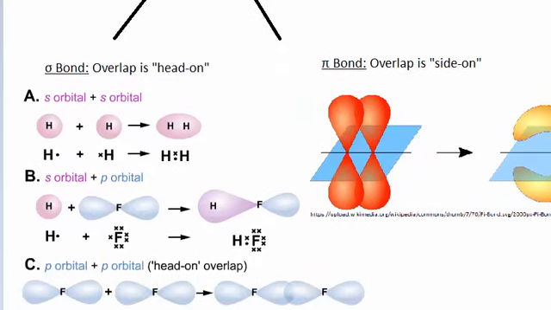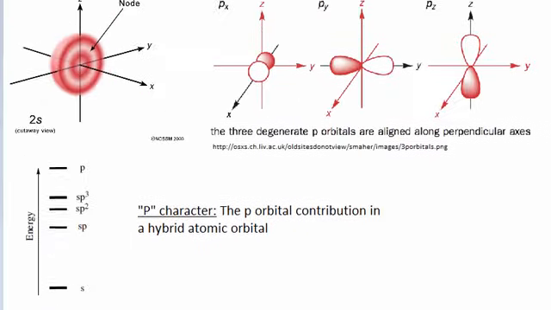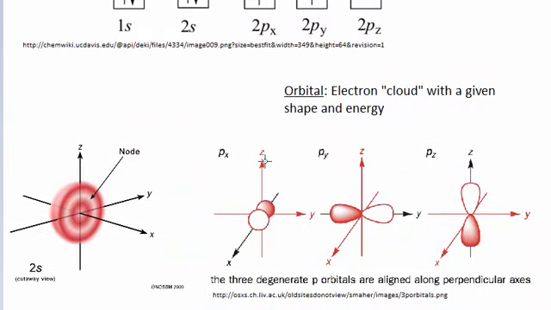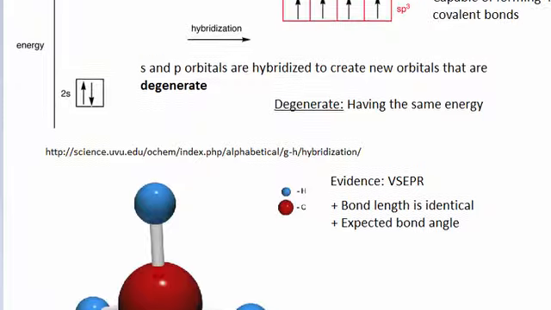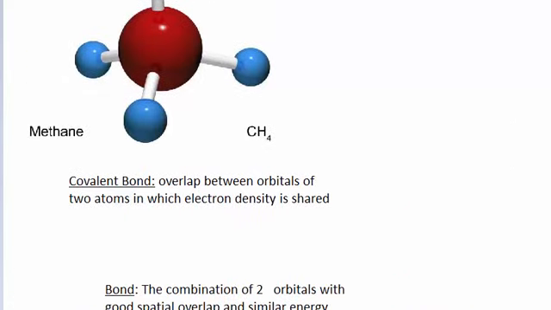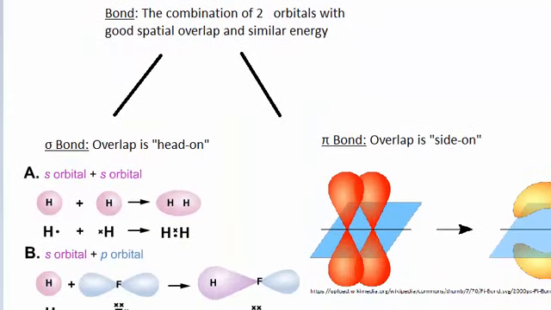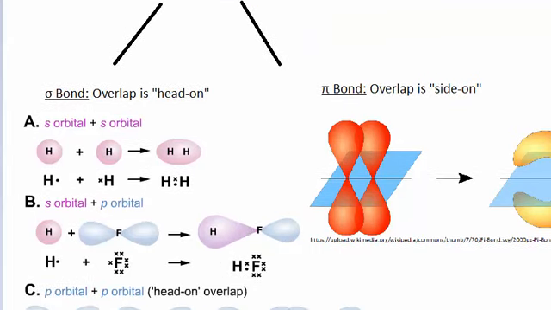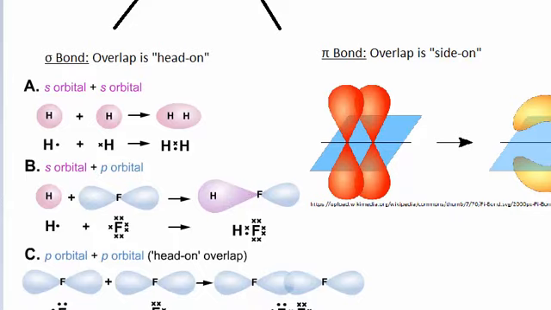Okay, so again, I'm going to refresh one more time. Orbitals are probability densities of electrons. They have a shape and they have an energy. When you combine the orbitals in space of two different atoms and they overlap, you can get a sigma bond or pi bond, depending on how they overlap. If they overlap head-on, you get a sigma bond. If they overlap side-on, you get a pi bond. Okay.